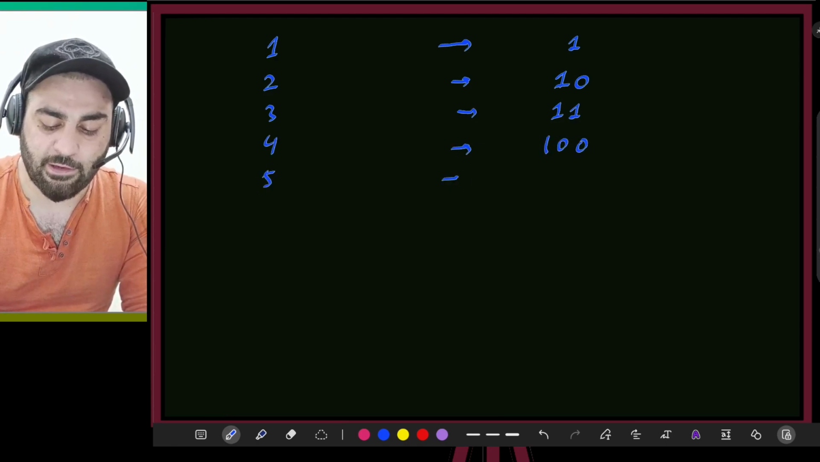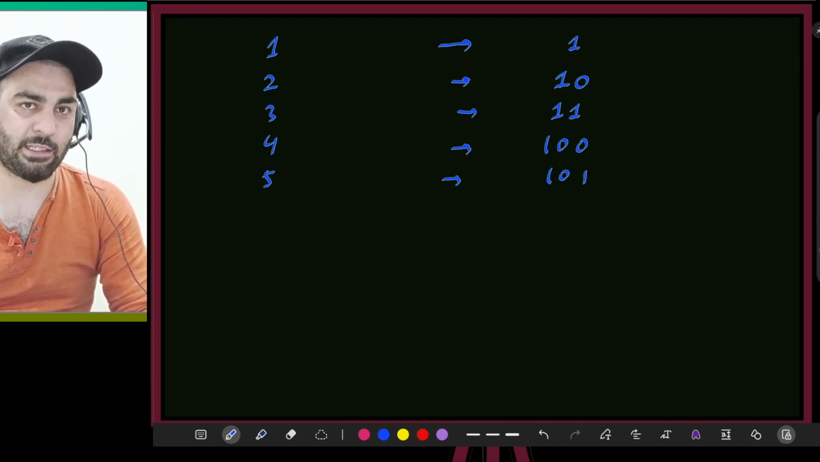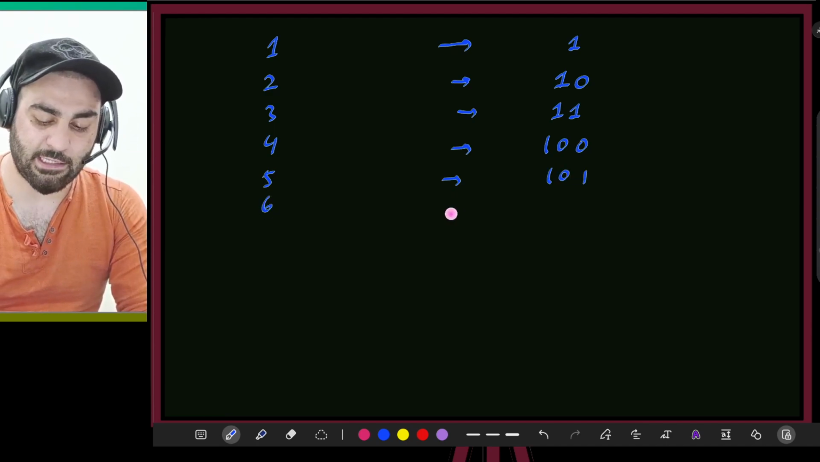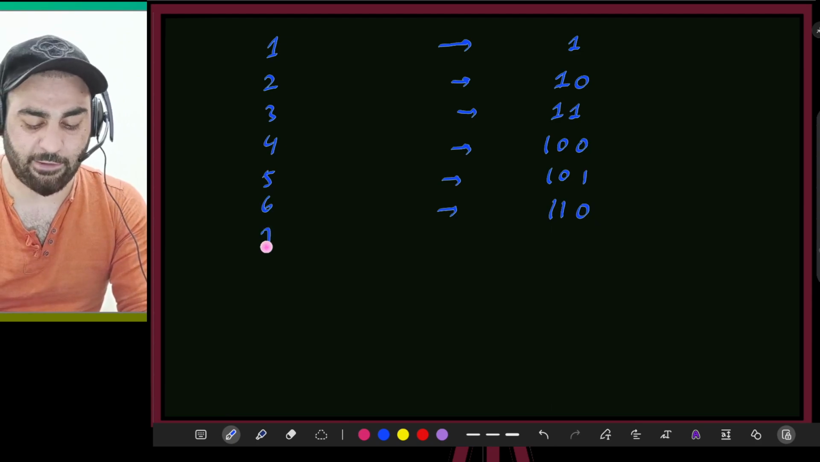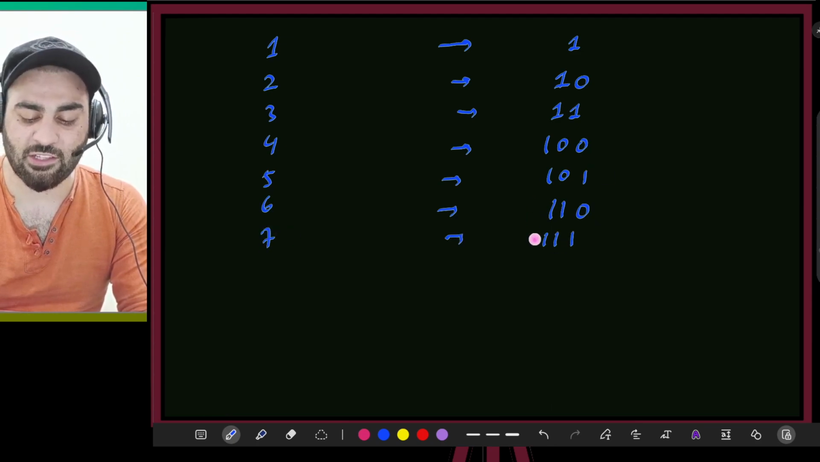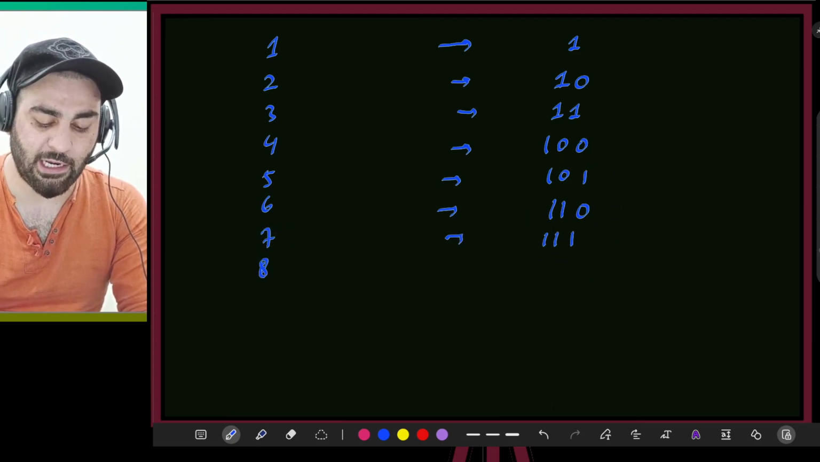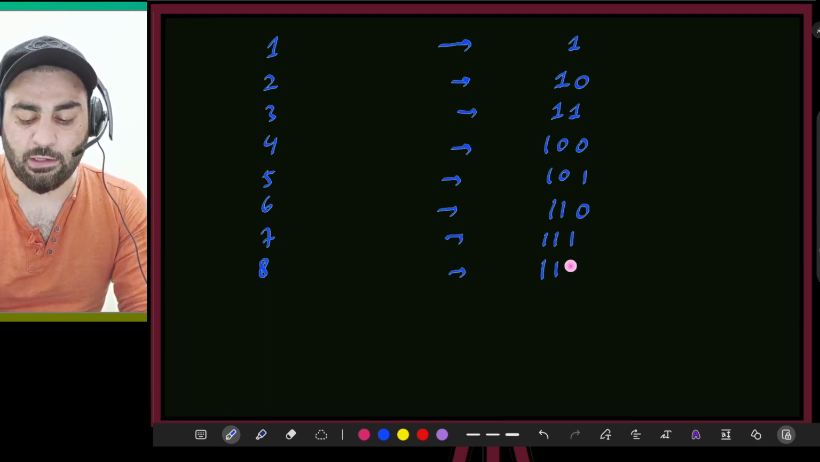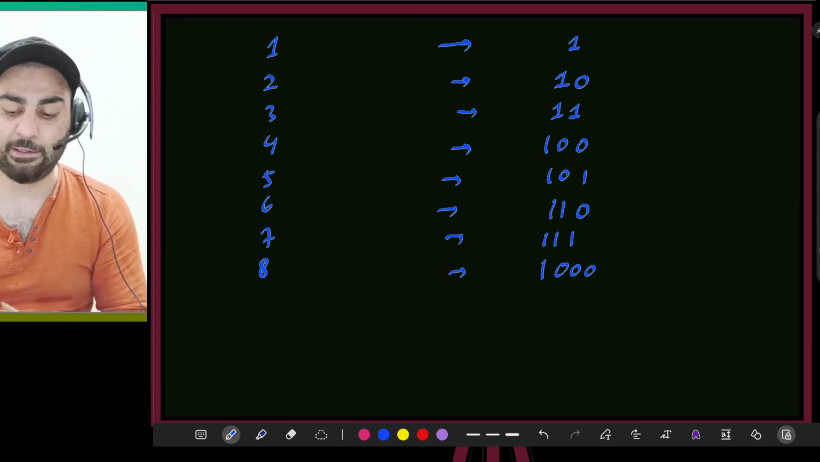So 5 is 1 0 1. I am just increasing the bits. Okay. So if I write 6, 6 is 1 1 0. 7 is 1 1 1. Now I have exhausted 3 bits. Okay. If I have to write 8, I'll write 1 0 0 0. This is how I write 8.